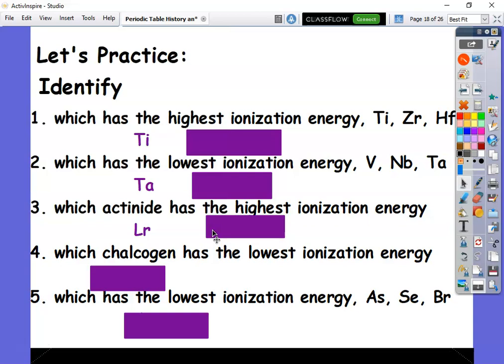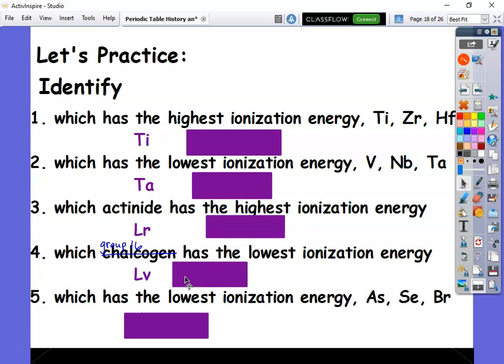Number four, which chalcogen has the lowest ionization energy? We haven't really talked about chalcogens, or that name, but chalcogen actually refers to the group 16 elements. So you can write that in there for yourself if you were wondering what the heck that word meant. And so here, the lowest ionization energy in group 16 is Lv, which is one of our newest elements. That has the biggest atoms, the least attraction between the nucleus and the electrons, so it takes not a whole lot of energy to remove an electron.